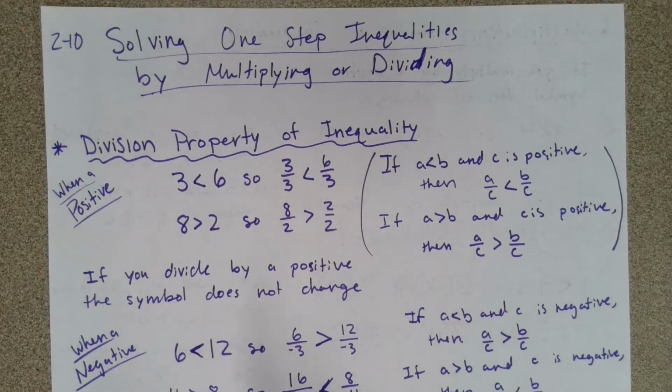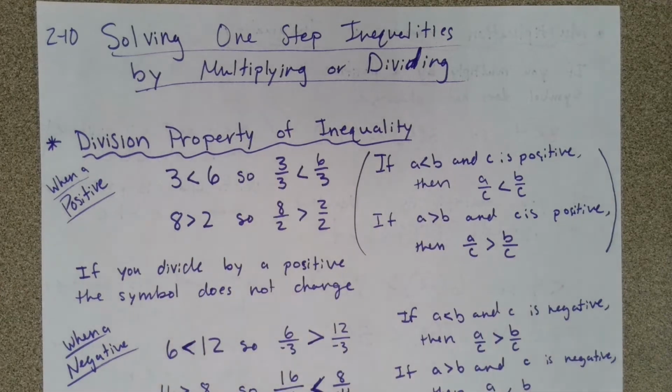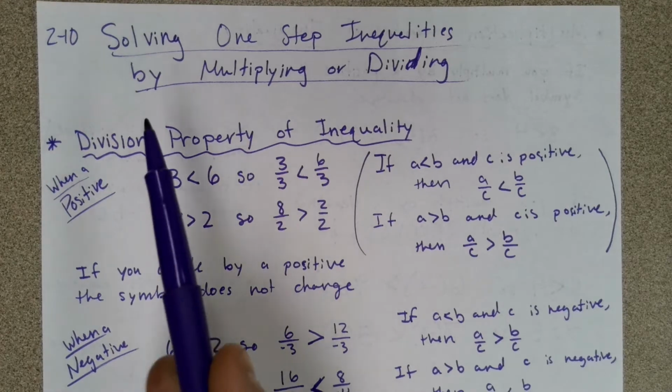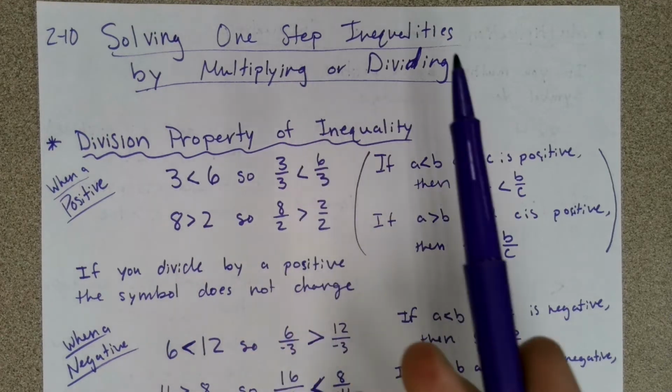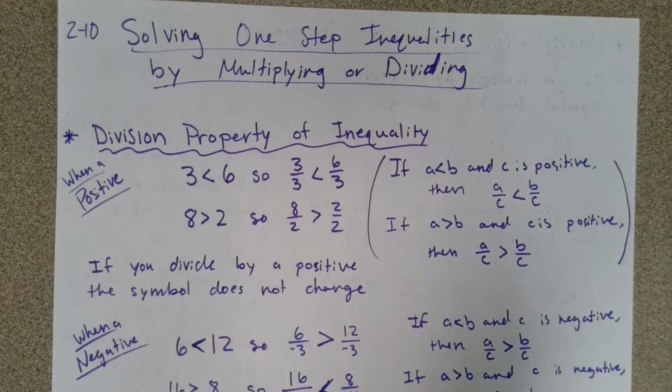So lesson 2.9 was on solving one-step inequalities by adding and subtracting. We also last week did solving one-step equations by adding and subtracting, and solving one-step equations by multiplying and dividing. Today, we're putting it all together again, solving one-step inequalities by multiplying or dividing.